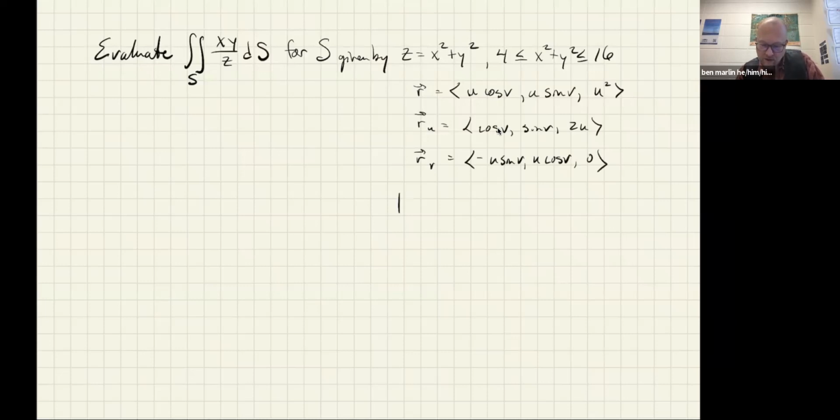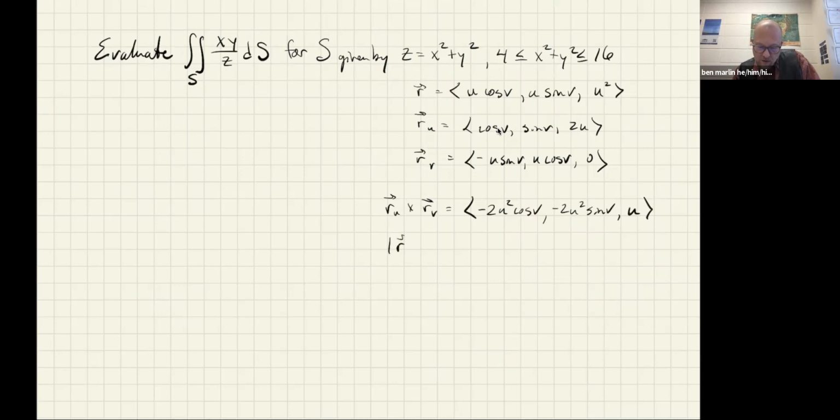Oh, let's start to do the magnitude all at once. I need to do r_u cross r_v first. So I end up getting minus 2u squared cosine v. Well, that's not encouraging. And then minus 2u squared sine v. Well, that's a little bit better because those will go together. And then for the other part, I end up getting, let's see, u cosine squared v plus u sine squared v. So we end up with just a u.